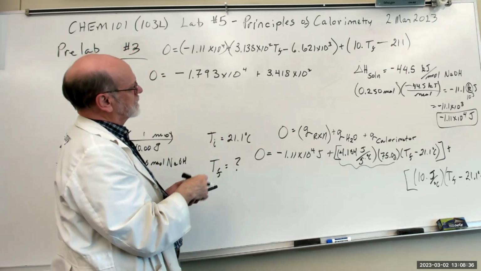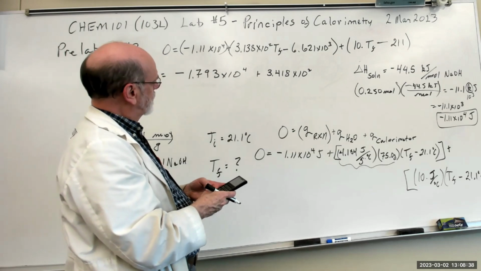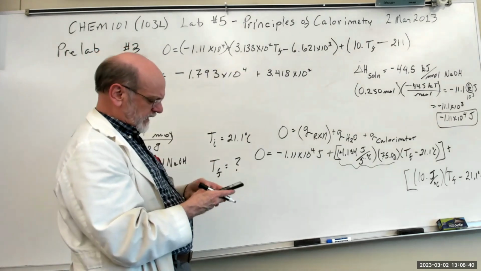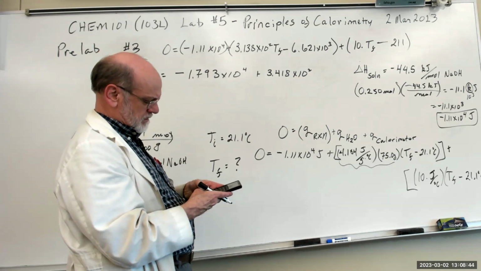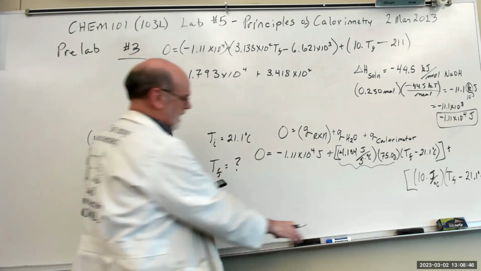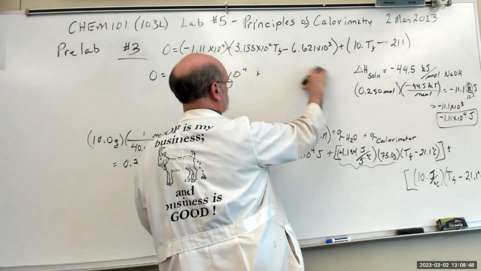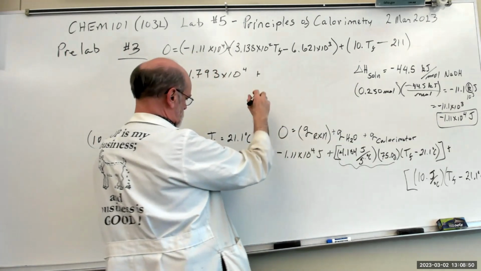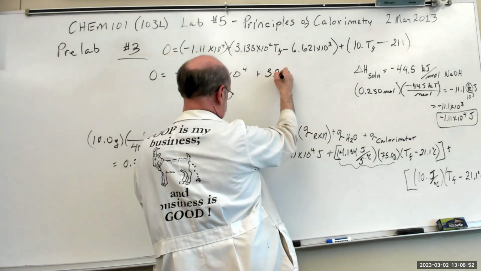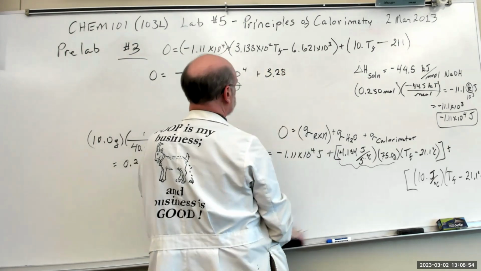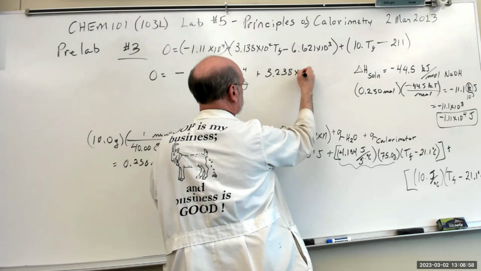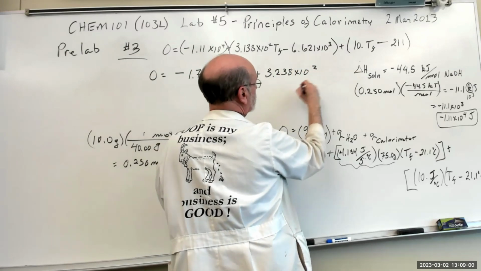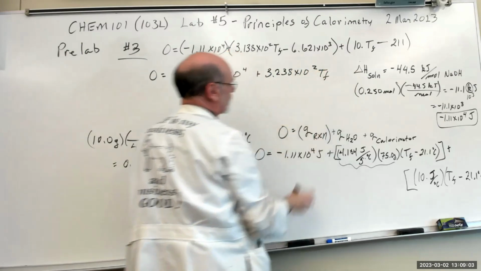Just checking myself. Let me do that again. This one's 313.8, isn't it? Plus 10. Yeah, that didn't look right to me. 3.238 times 10 squared. And that's times TF.